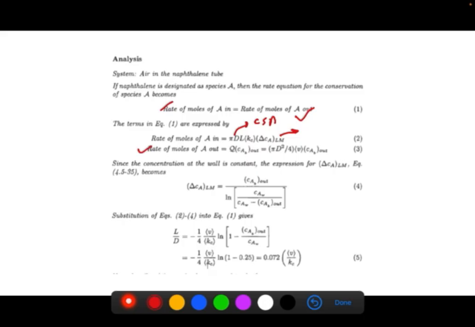Similarly, the rate of moles of A out would be Q CAB out. Here Q is the volumetric rate, and CAB out is the concentration. This would be given as pi D square by 4 into velocity into CAB out. Here delta CA lm would be given as CAB out upon logarithm of CAW upon CAW minus CAB out.